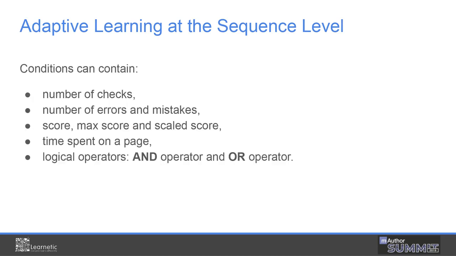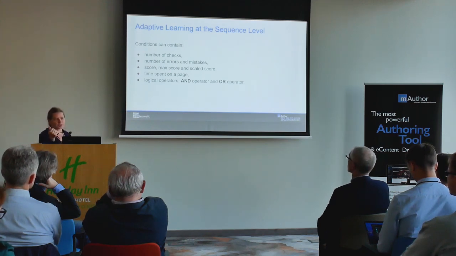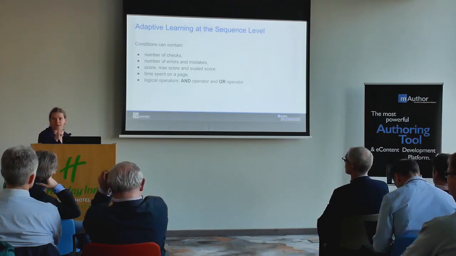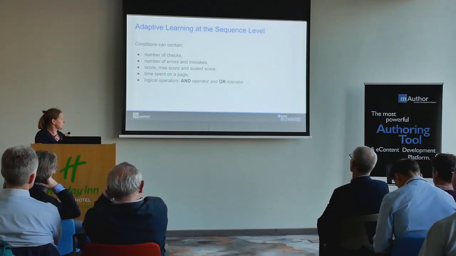So in this condition, you can use the number of checks, the number of errors and mistakes, the score, the max score and scaled score, the time spent on the page, and all the logical operators, and, or. So you can build a condition, anything you want. For example, if the student made more than 10 mistakes, or he spends more than 10 minutes on this page, he will go to the easy path. Yes, you can combine these conditions any way you want.